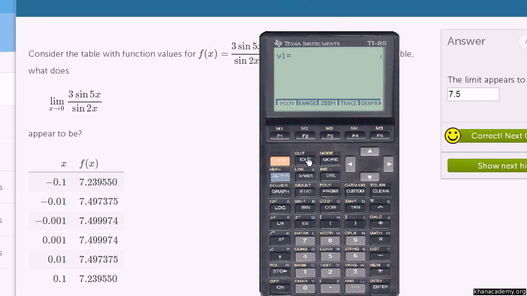So if I were to start on the home screen, just press graph, define my function of x, and we could just write 3 sine of 5x divided by sine of 2x. And then let me define my range. So let's see, x, I want it to be, yeah, sure, I could make it around 0.